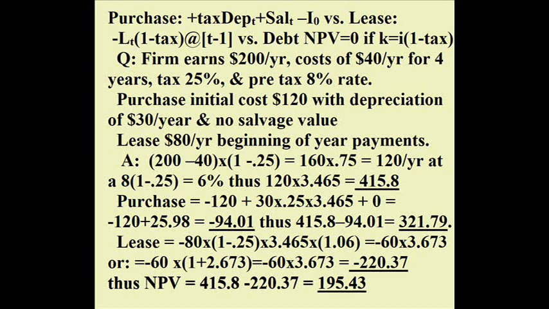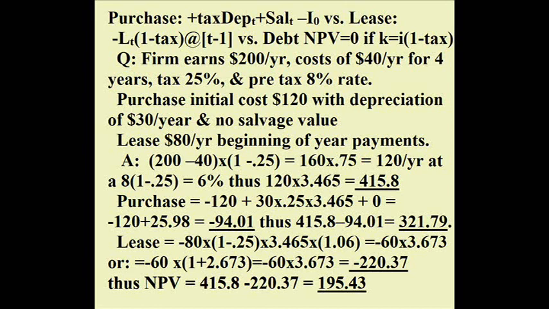Well, again, firm earns $200 a year, cost of $40, 4 years, tax bracket is 1/4, and the pre-tax borrowing rate is 8%. Everything's the same. Although now we have an initial cost of a purchase of $120 and depreciation of $30 a year. Let's make this straight line and make it easy, and no salvage value. The lease, on the other hand, is $80 per year with beginning of the year payments.